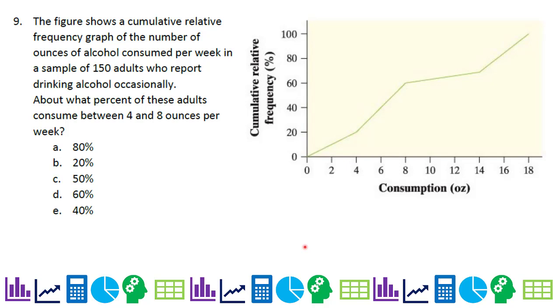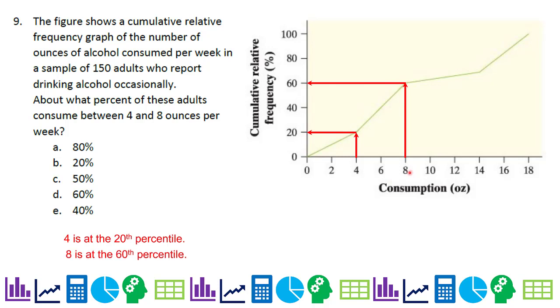Number 9, the figure shows a cumulative relative frequency graph of the number of ounces of alcohol consumed per week in a sample of 150 adults who report drinking alcohol occasionally. About what percent of these adults consume between 4 and 8 ounces per week? So I know the ounces, and I'm going to figure out the percents. Starting at 4, that's at the 20th percentile. Starting at 8, that's about the 60th percentile. And I just take the difference, and I get 40%.